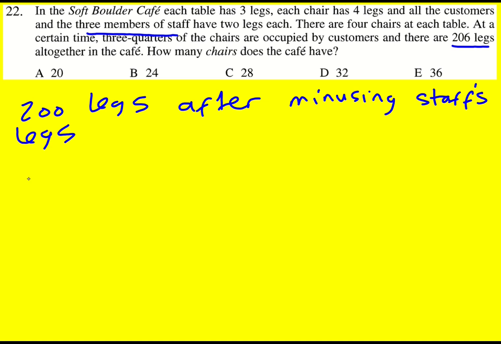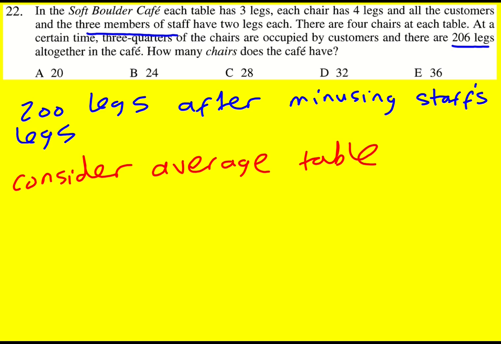Then what we can do is consider the average table. Some tables might have lots of people around and some not many, but we can just average it out. We've got 3 legs from the table. We've got 4 legs per chair, and there are 4 chairs on each table, so that means it's going to be 16 legs from the chairs.